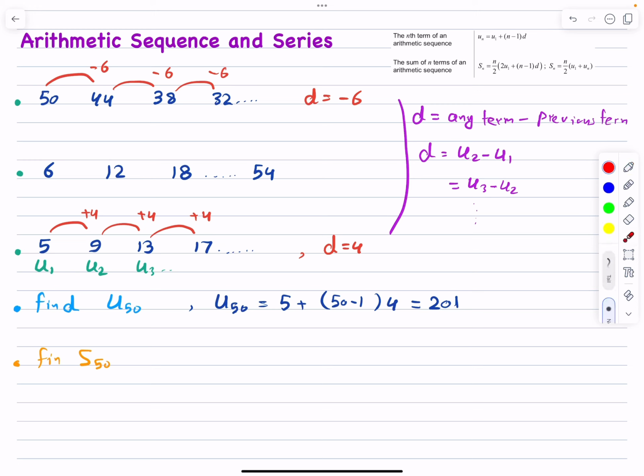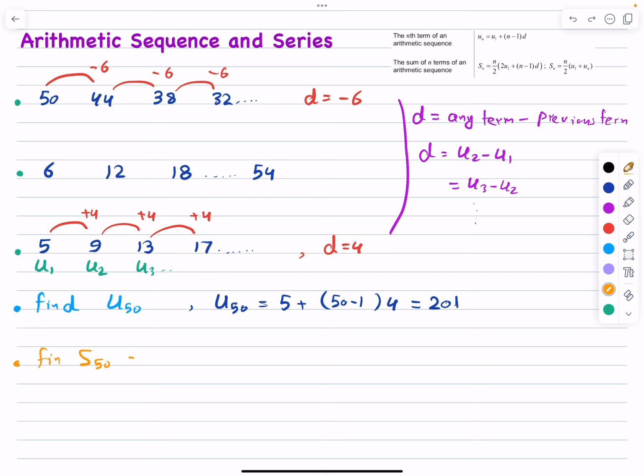Like if we add 50 numbers here, what is the answer? Like 5 plus 9 plus 13 and so on, up to 50 numbers, what is the answer? So here we will apply both formulas, because we can, and we know the last term. We'll explain this first.